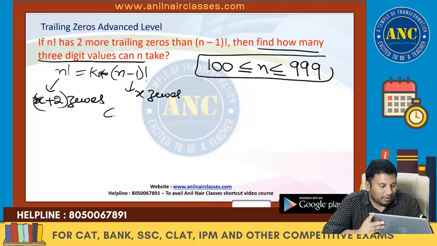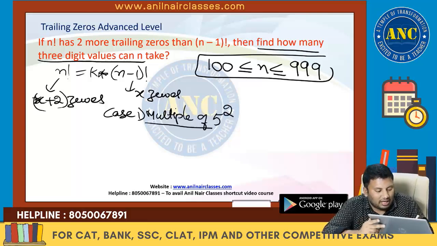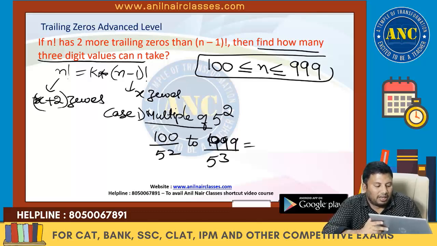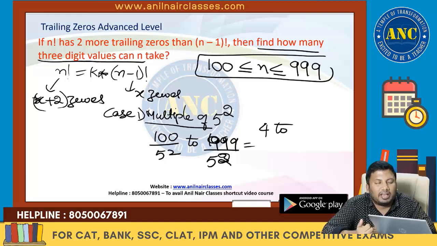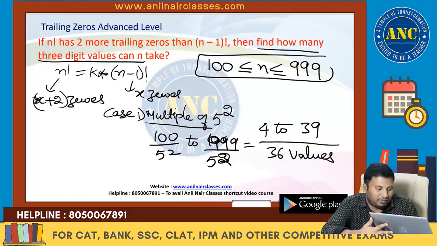Case 1, it should be a multiple of 5 square. If it is a multiple of 5 square, from 100 by 5 square to 999 by 5 square. Am I right? So 100 by 25, I will get values from 4 to 999 by 25, 39. 4 to 39, I will get 36 values which are multiples of 25.